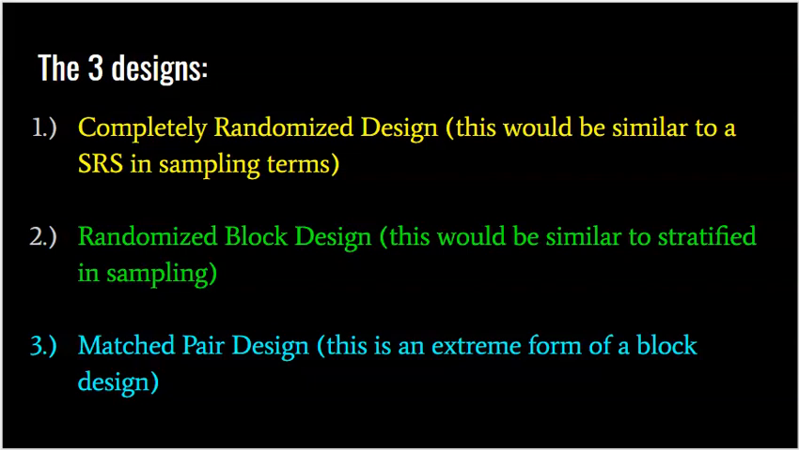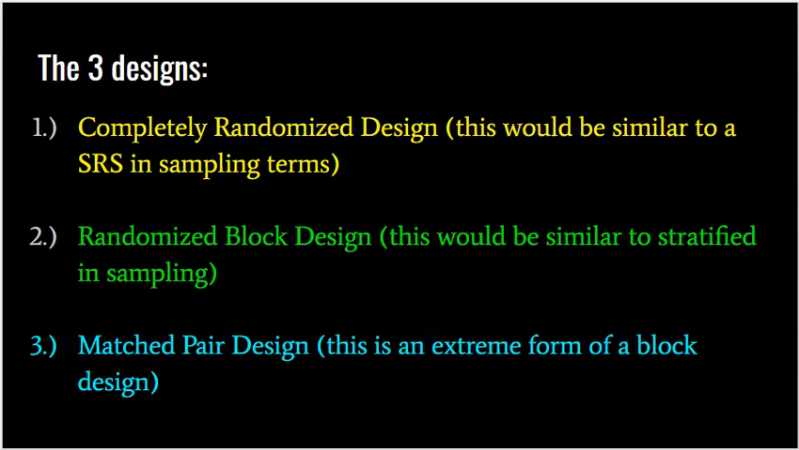The first is a completely randomized design. I would compare this to a simple random sample in sampling terms, because you start off with all of your subjects and then you randomly pick who gets what. The second is a randomized block design. I would say that this is similar to stratified. However, we call them blocks.